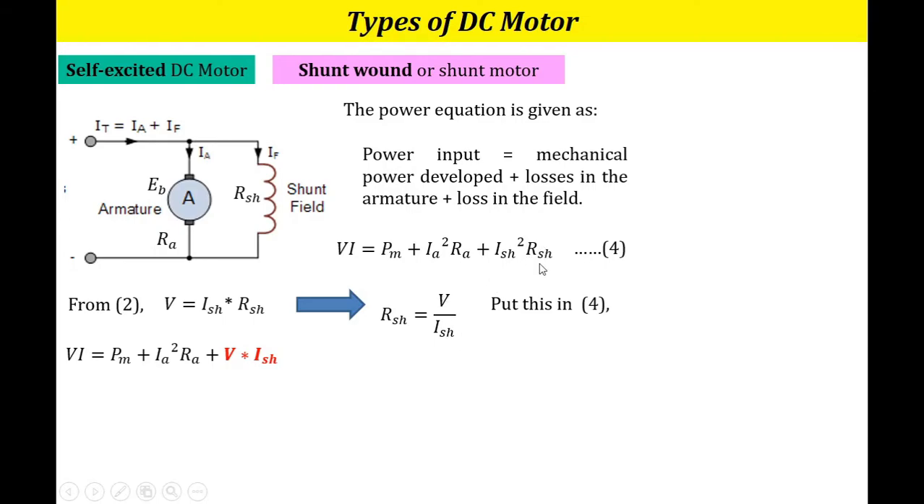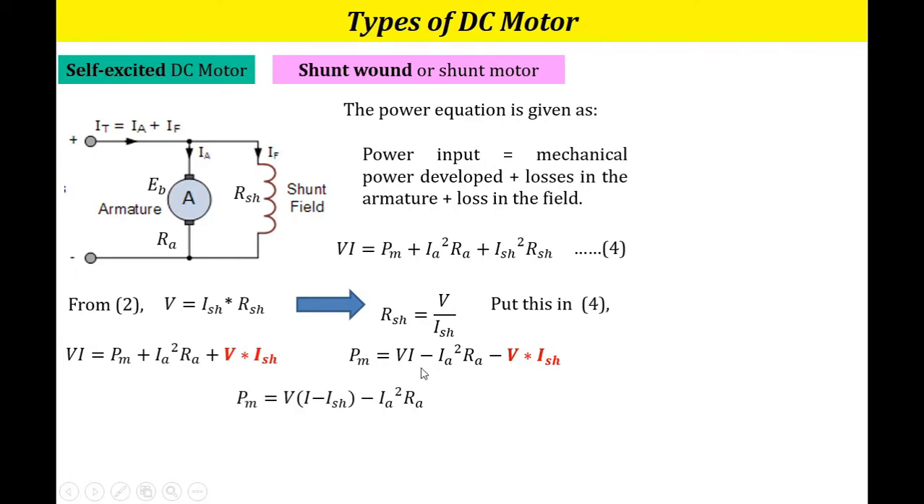So after putting that, one ISH from numerator and denominator will cancel out with each other. Therefore we will get VI equal to PM plus IA square RA plus V into ISH. Now I can write this equation for mechanical power PM. What you have to do is just shift all these terms to the left hand side. So we will get VI minus IA square RA minus V into ISH.